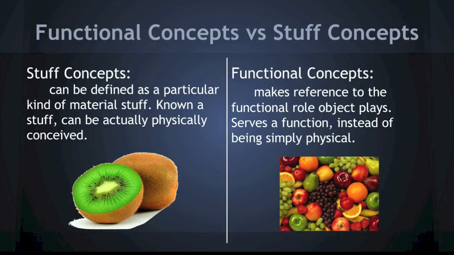So our example here is a kiwi. It is a thing. It is a fruit. While we have the functional concept of fruit. While it is a kiwi, it is also a fruit. And fruits have a specific function: that is a juicy thing that comes from a tree. So while you have the thing, you also have the functional concept.